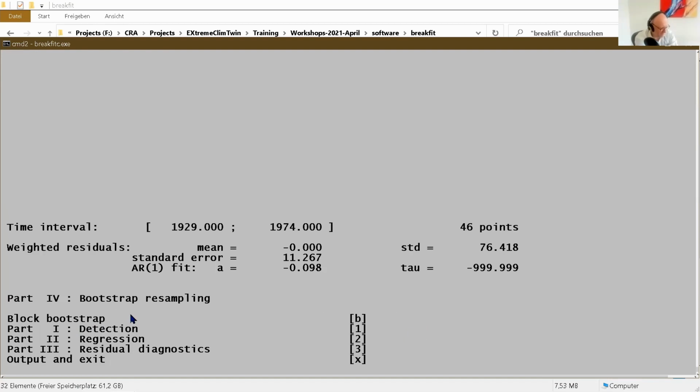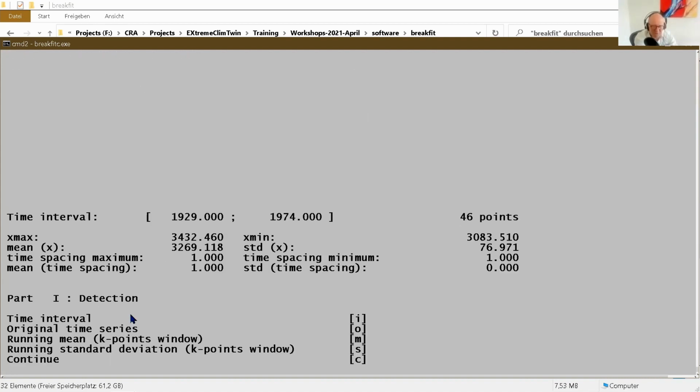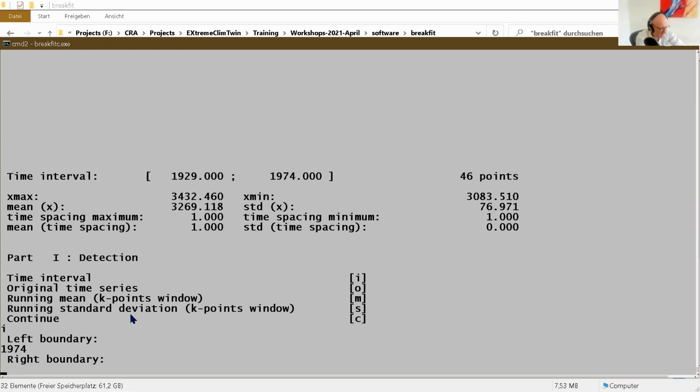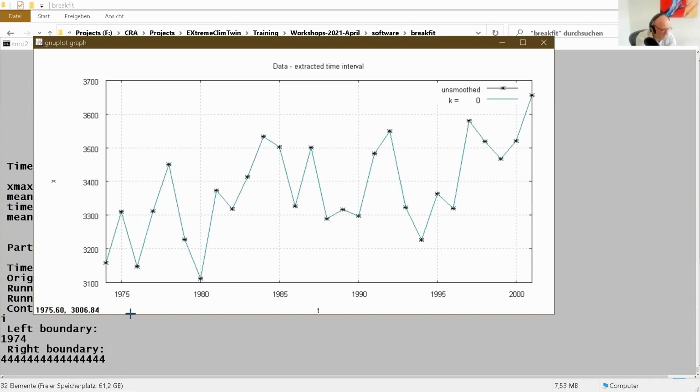Okay, then maybe we play the same game from 1974 to the present. Okay, so again I go back, 1, enter. Now I press I again for the interval, I, enter. Left boundary 1974. Okay, and the right boundary I now give again a very big value because I'm lazy, and therefore it automatically brings me back to the maximum of the interval, to 2000 and something. Okay, 2001.